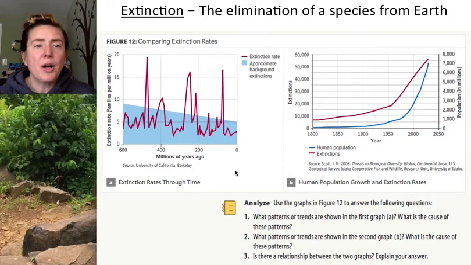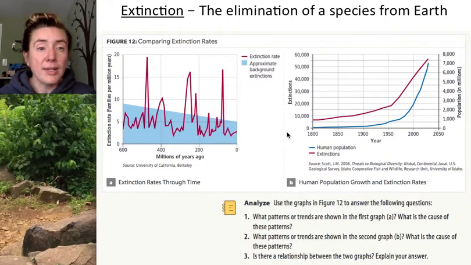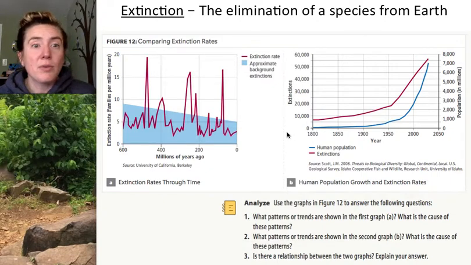And it says, what is the cause of these patterns? Lots of things could cause this. There could be a sudden change in the environment from something like an asteroid. There could also just be fluctuations that happen, so think of the ice age. Think about global warming, maybe; that could also cause these mass extinction events.